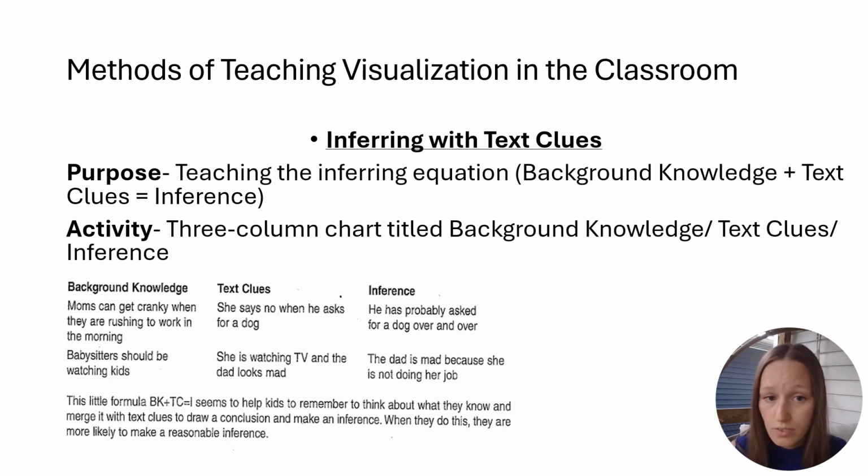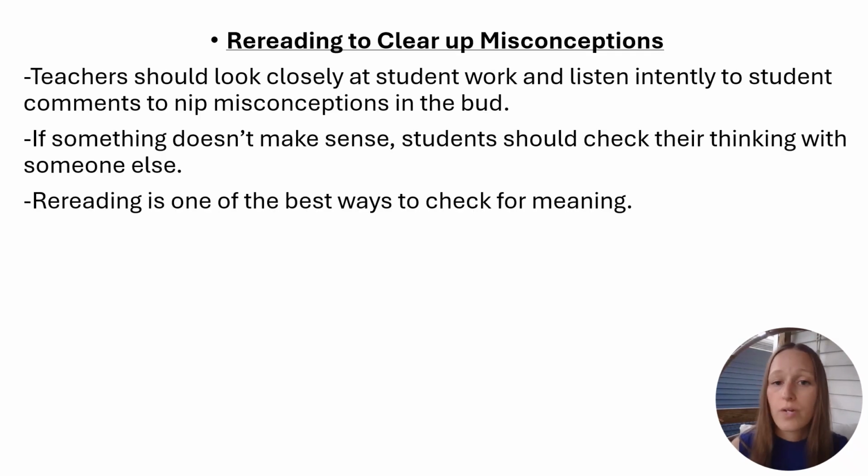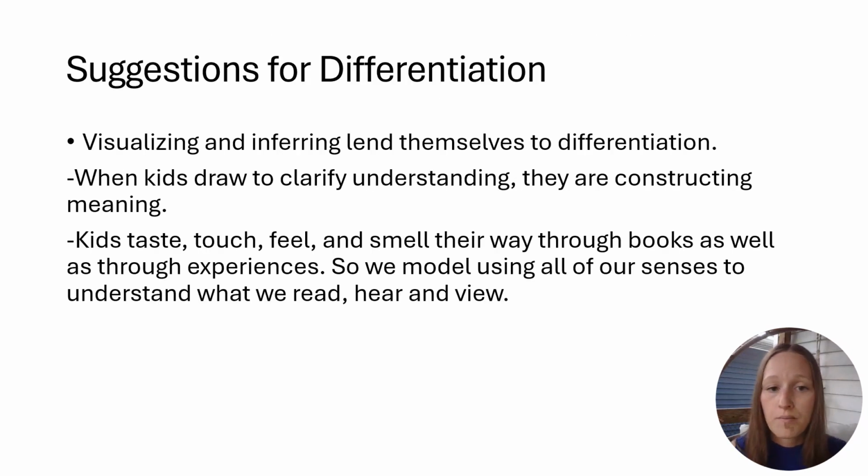Inferring with text clues. The purpose is teaching the inferring equation: background knowledge plus text clues equals inference. Rereading to clear up misconceptions. Teachers should look closely at student work and listen intently to student comments to nip misconceptions in the bud. If something does not make sense, students should check their thinking with somebody else. Rereading is one of the best ways to check for meaning.